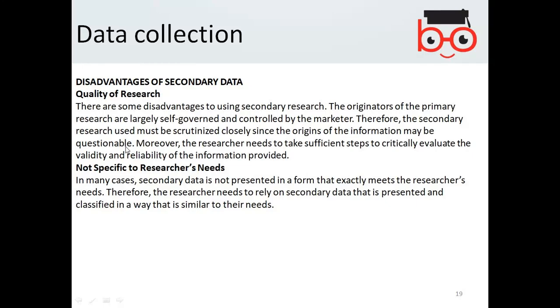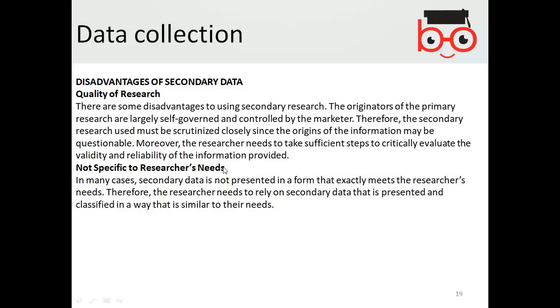So, for the quality of research, if you are relying on secondary data, then you are taking a risk, because any information available to you is in the form of secondary data. It is not 100% sure that the information you are referring to is reliable or not. Not specific to researcher needs.